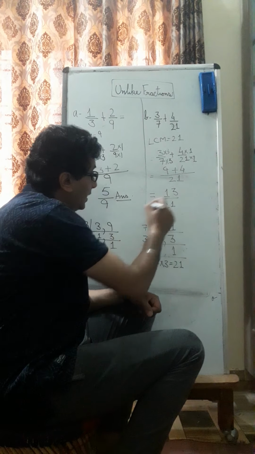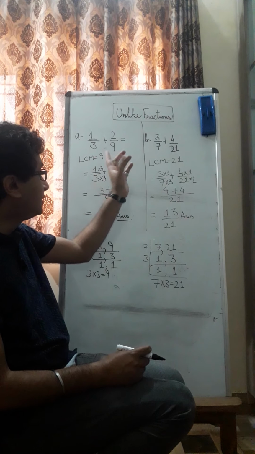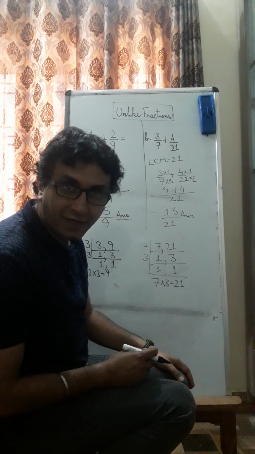Now, if you look at both these sums, both these problems over here, the first step was finding the LCM, then figuring out how the denominator would become equal to the LCM, and multiplying the numerator also by the same number by which you multiply the denominator. Add the numbers and your answer comes, right? So this is how we solve the addition of unlike fractions.